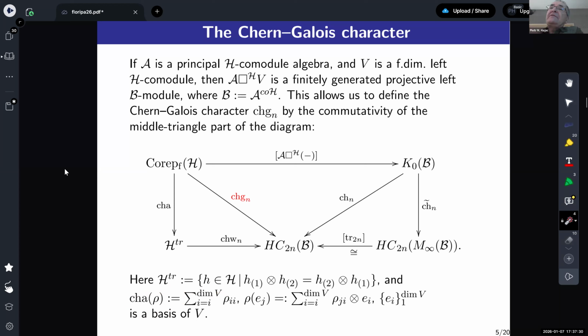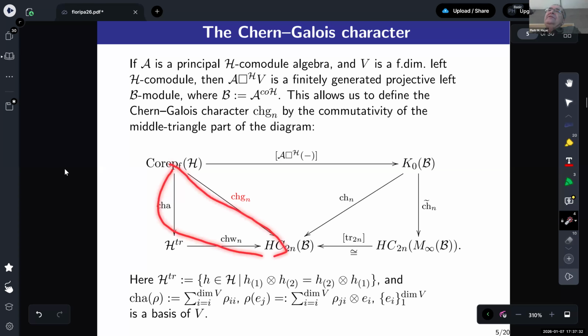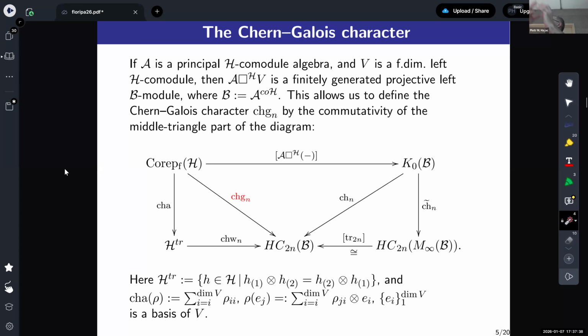And now this is really very computable. If you look into my paper with Tomek Brzezinski, the formula for the Chern-Galois character is really very compact, very neat to write down. However, what we are interested in today is not this formula computing the invariants, but, as you see from the title of my talk, to compute associated projective modules.